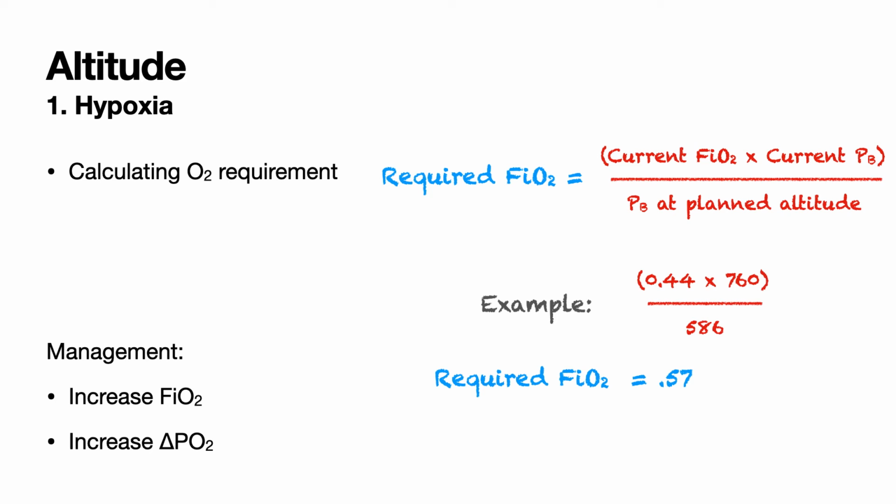So, for example, if we have a patient who is on an FiO2 of 0.44 at sea level, so at 760 millimeters of mercury barometric pressure, and we know we're going to be flying at 7,000 feet, so you'd have to look it up, but that gives us a barometric pressure of 586 millimeters of mercury, then we can calculate that to maintain our oxygen levels as they are, we would require an FiO2 of 0.57. Now that's a theoretical concept that's again mentioned in the textbooks.